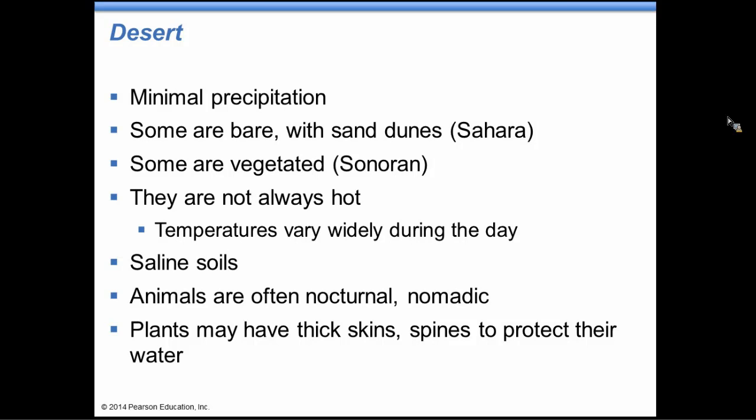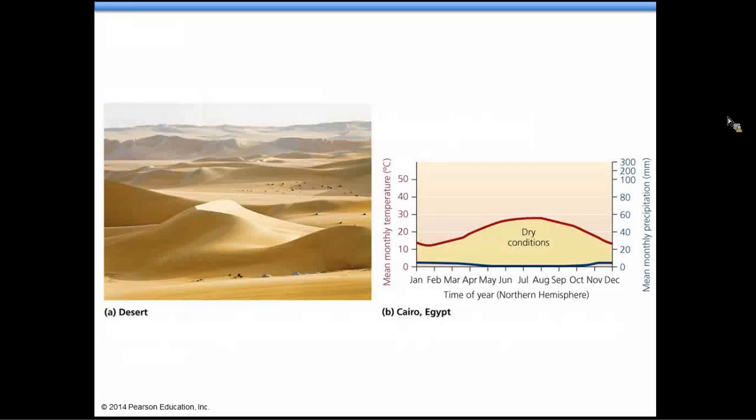Desert soils can be quite saline and are sometimes known as lithosoils or stone soils for their high mineral and low organic matter content. And here you see it's just dry conditions all year long, and there is variable temperature throughout the year, and it just goes from less hot to hot.